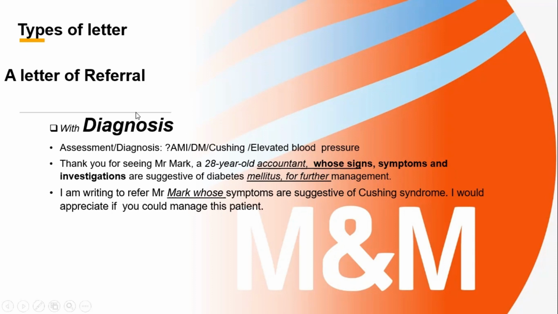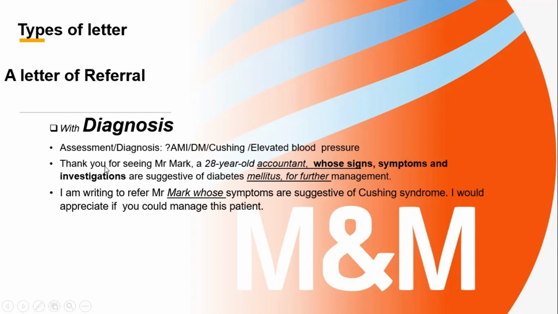For example, in a referral letter, most of the time we can see that we have the diagnosis or assessment being given. Let's say we have a case where we have a provisional diagnosis, or maybe the GP has made the diagnosis in the form of maybe AMI, or in another letter diabetes mellitus, or Cushing syndrome, or simply the patient is having elevated blood pressure. This is the reason for writing, and we are writing mostly to a healthcare professional. It's very common in medicine. We can see such letters.